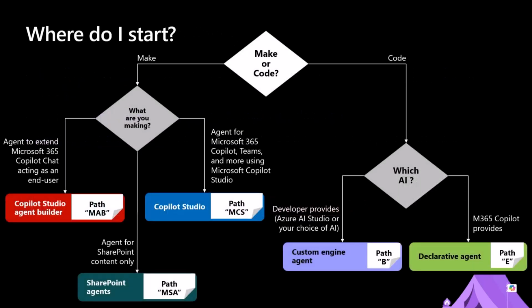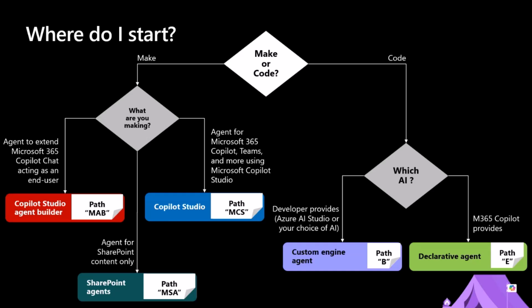The Copilot Dev Camp gives you content about different scenarios. If you want to wear the hat of a maker, you can learn how to extend Copilot using the Copilot Studio Builder or Copilot Studio, or how to create SharePoint agents. And if you want to wear the hat of a developer, you might want to extend Copilot leveraging the foundational model and the orchestrator of Microsoft 365 Copilot, and as such, you want to go through the declarative agent path E, which stands for extend.